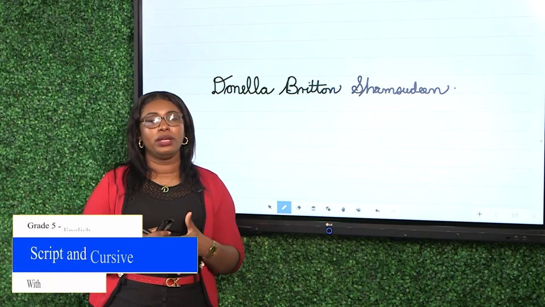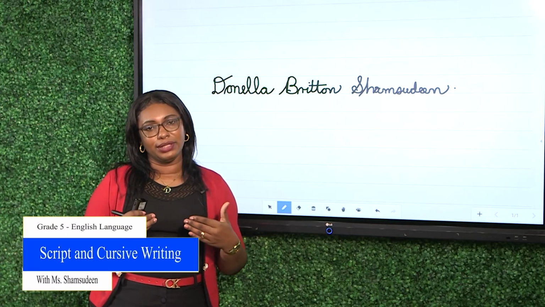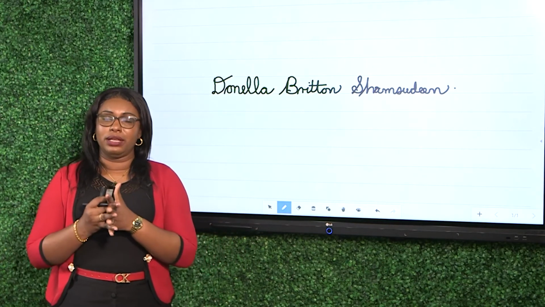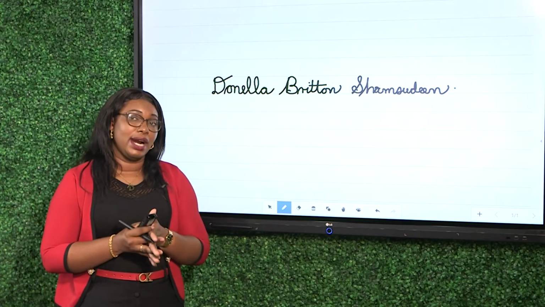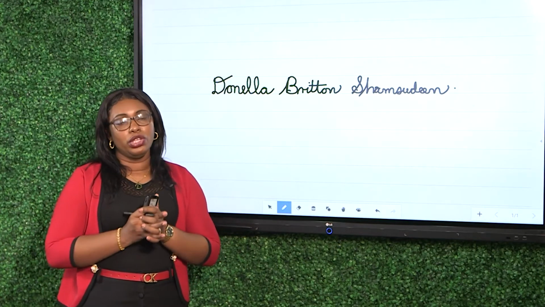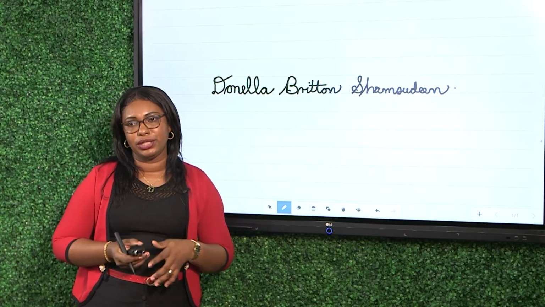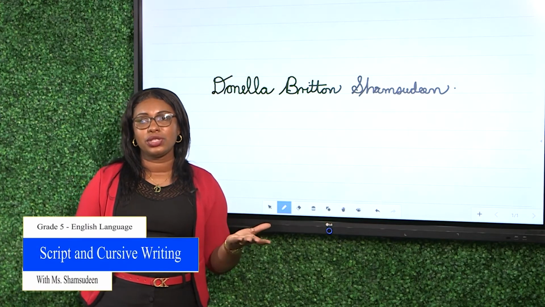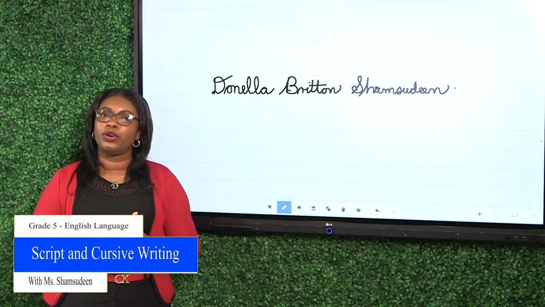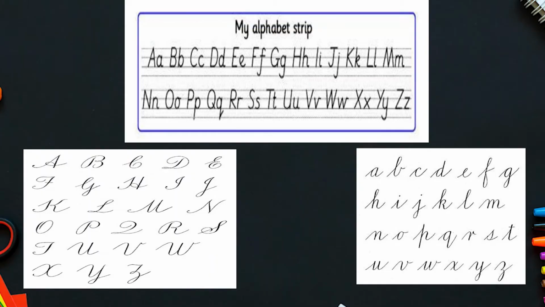Now remember, while in script writing, all the letters are separated. In cursive writing, the letters are joined. So you need to pay attention to that. Let's just quickly look back at the formation based on the charts for script, uppercase and lowercase letters, and the formation of cursive, uppercase and lowercase letters.